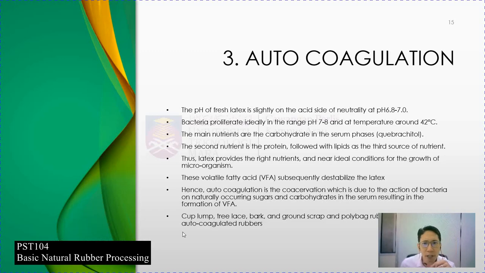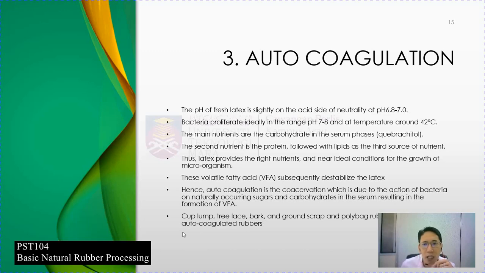The pH of fresh latex is slightly on the acid side, naturally at pH 6.8 to 7. Bacteria proliferate ideally in the range of 7 to 8 and at a temperature around 42 degrees Celsius.